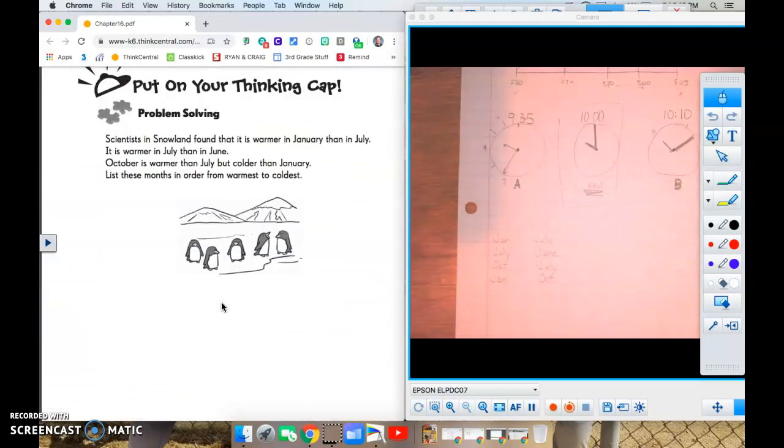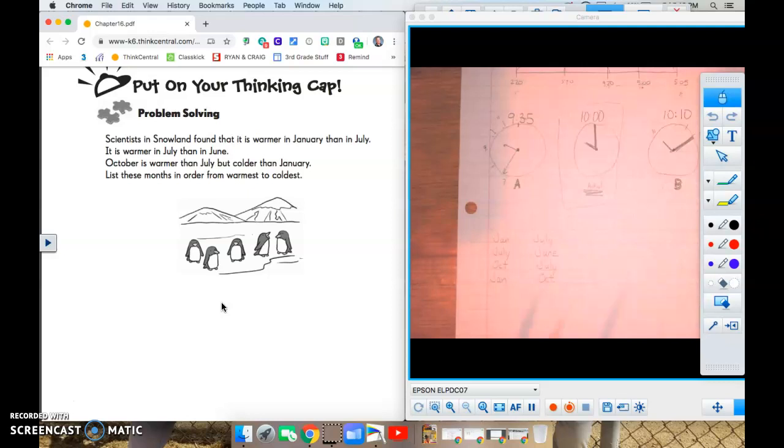Okay, scientists in Snowland found that it is warmer in January than in July. It is warmer in July than in June. October is warmer than July, but colder than January. List these months in order from warmest to coldest. I am lost. That makes no sense to me.